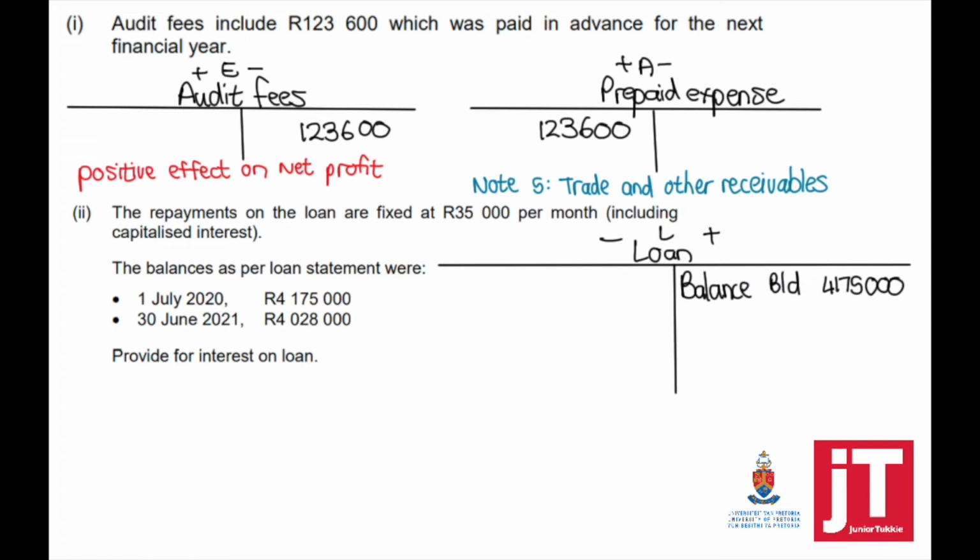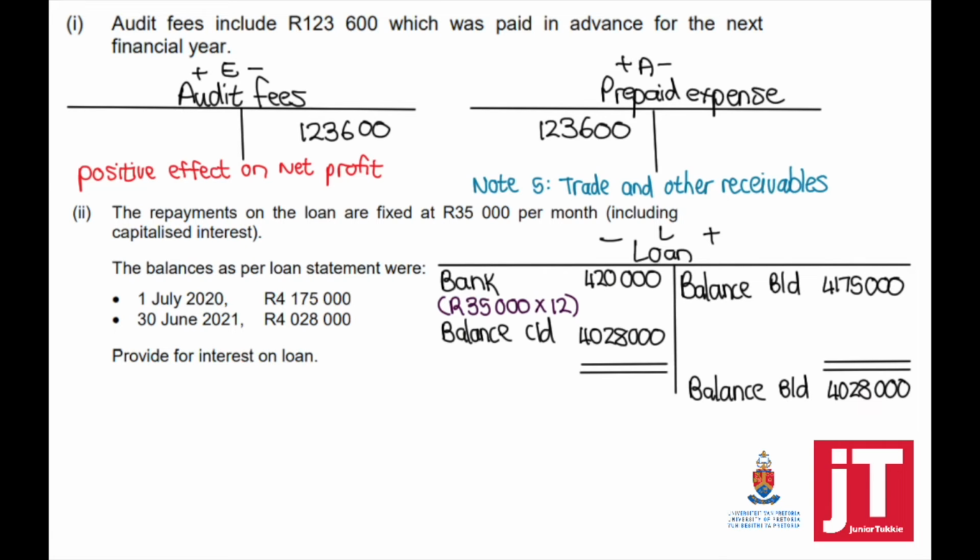the information which you've got. The balance in the beginning was given to you, the balance brought down. The total repayment of the loan is 35,000 per month, so we need to times it by 12. Then they provided you with the balance at the end. Balance brought down means balance carried down. And if interest is capitalized, you should know that it will always be added to the loan account.